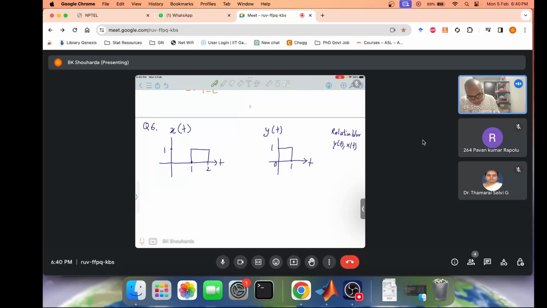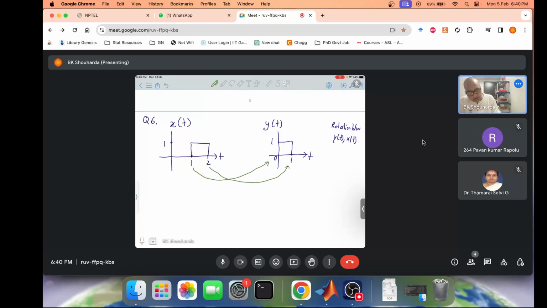So how do we write? Okay, so as you can see, 1 has moved to 0, 2 has moved to 1. Okay, so what is happening? This is an advance by how much? 1. And if you want to generalize it for any arbitrary signal, how should I map them?